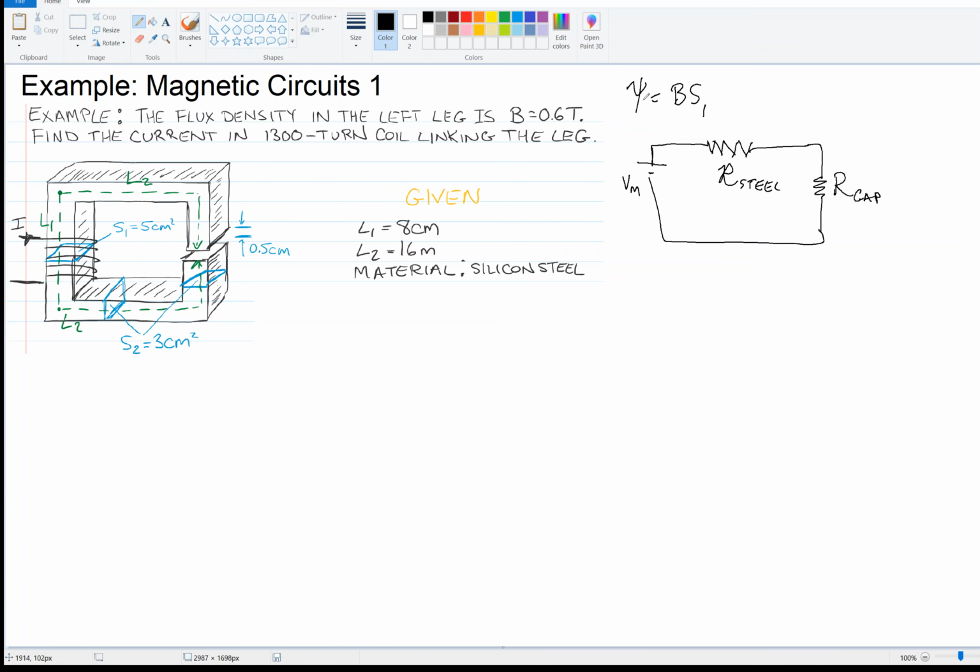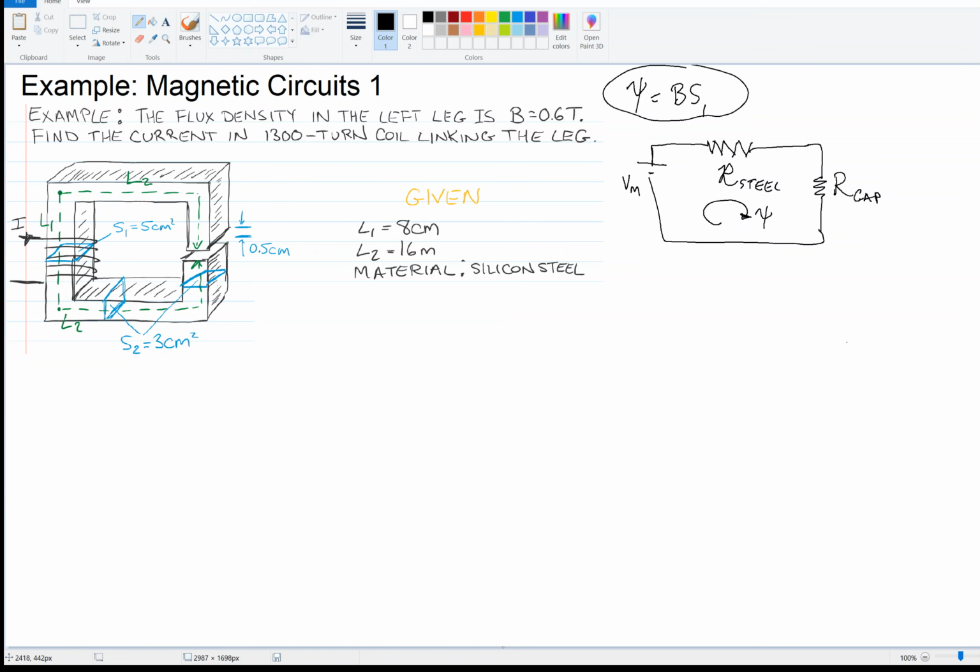When I say that the flux through the left leg is the same as the flux through the entire thing, what I mean is there's a series flux. So we've got that flux: B is 0.6 Tesla through the left leg, times S1, which is 5 square centimeters. That gives us the flux through the left leg, which is through the entire magnetic circuit. Again, that's because B and S1 are parallel.